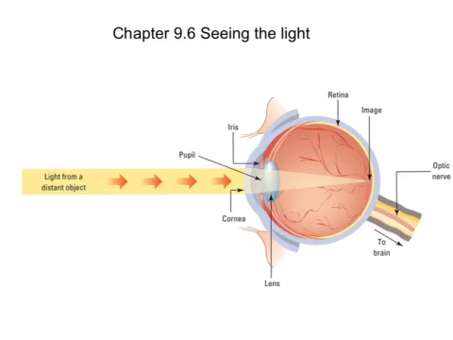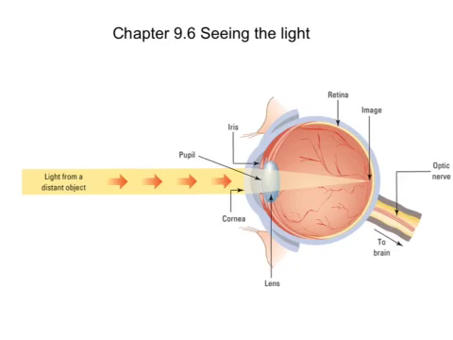Welcome to chapter 9.6, Seeing the Light. In this chapter we'll have a look at exactly how light is used in humans and other animals to view its environment, and exactly how we manipulate that light in order to do so.